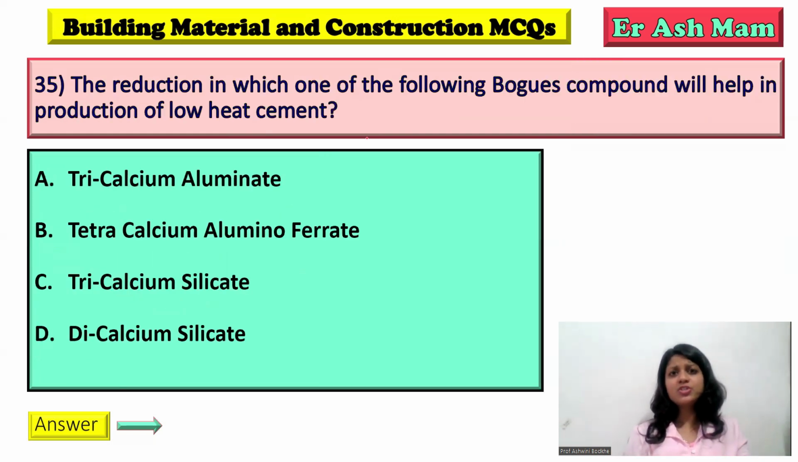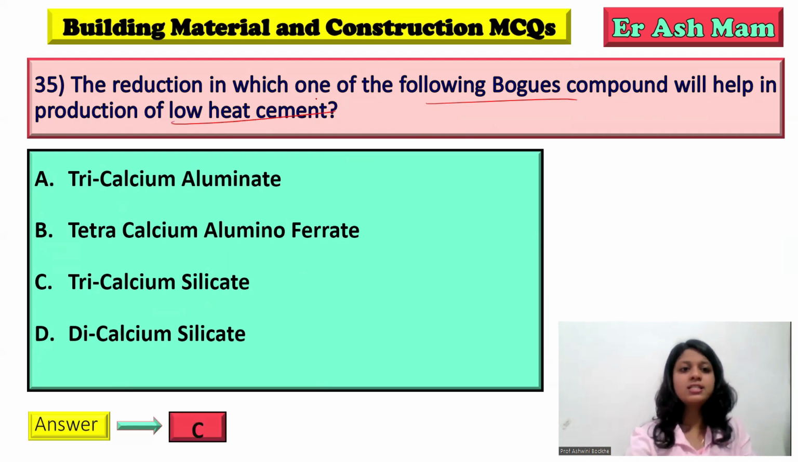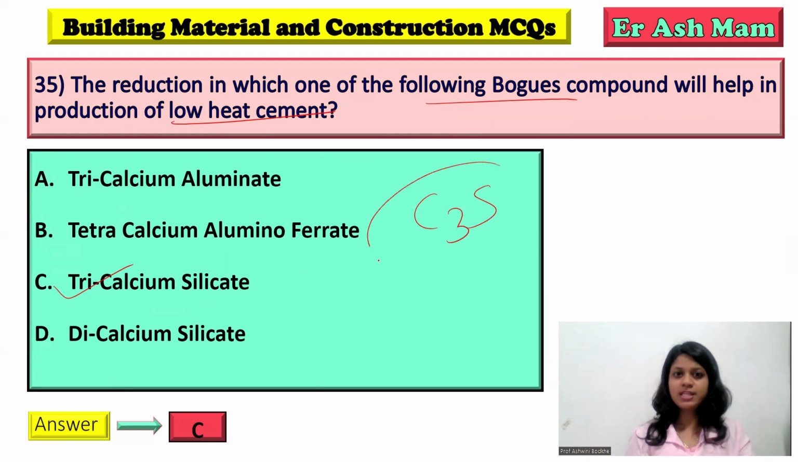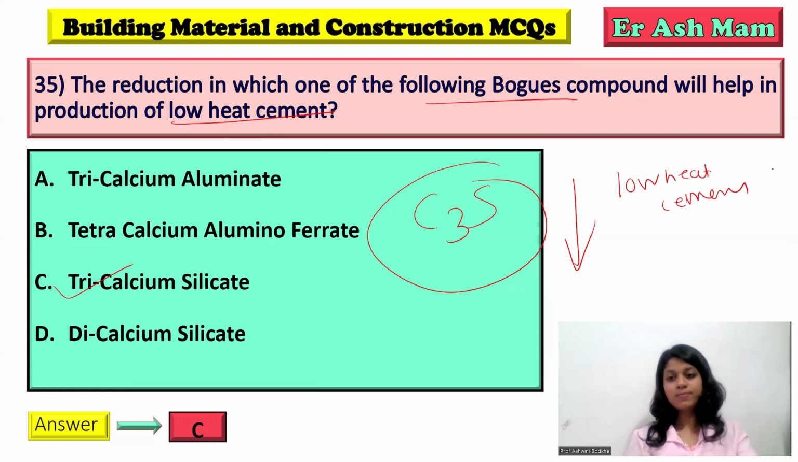The reduction in which of the following Bogue compounds will help in production of low heat cement? Okay, so answer is C, tricalcium silicate, C3S. If we lower the percentage of C3S, then low heat cement will be produced.